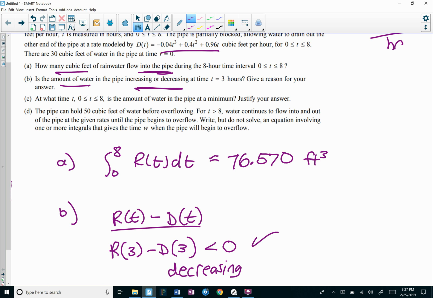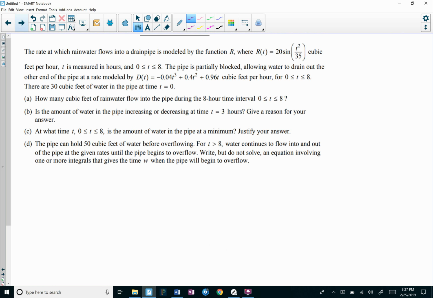Okay, part C. At what time is the amount of water in the pipe at a minimum? This is the hard one. By the way, part B was worth 2 points. Part C is 3. This is the one that a lot of people miss. Why? Because they don't check endpoints.